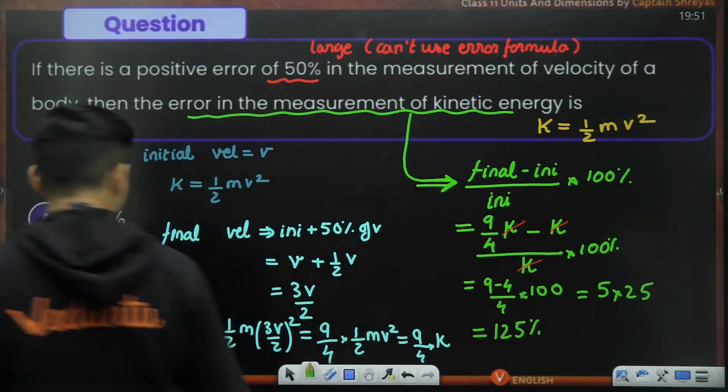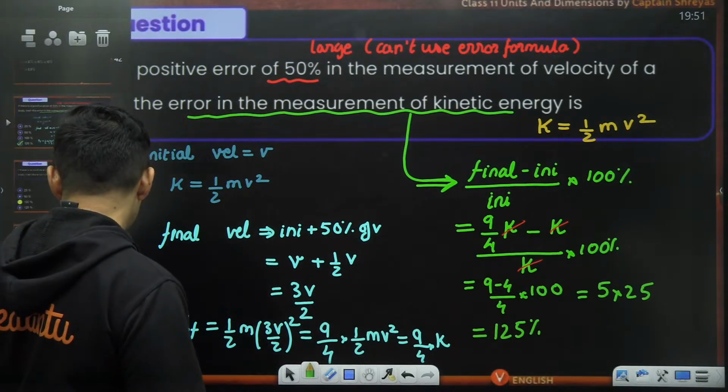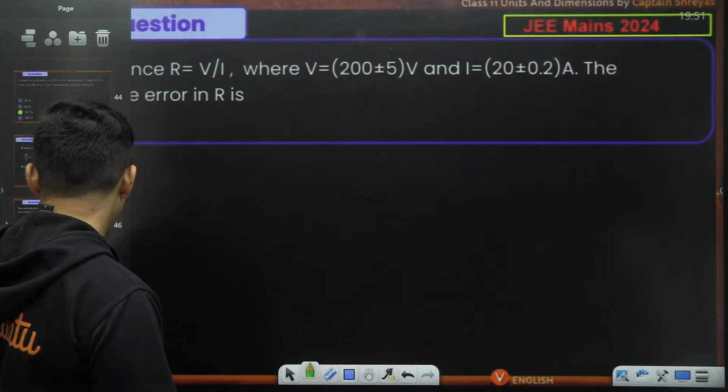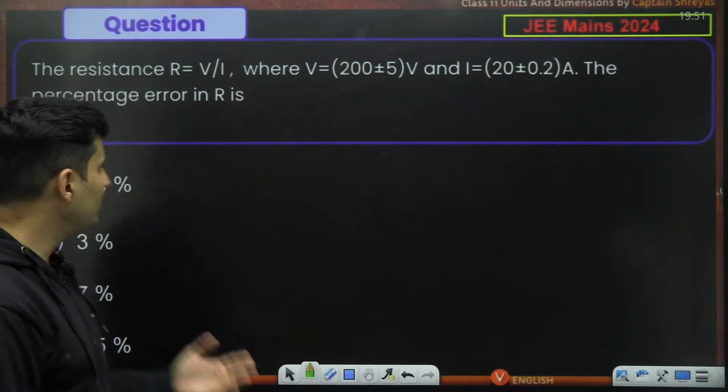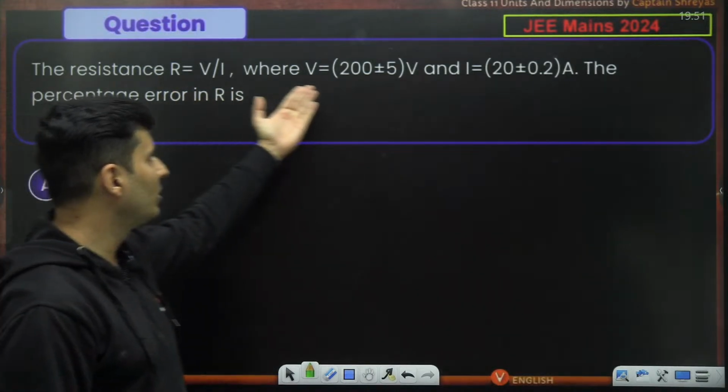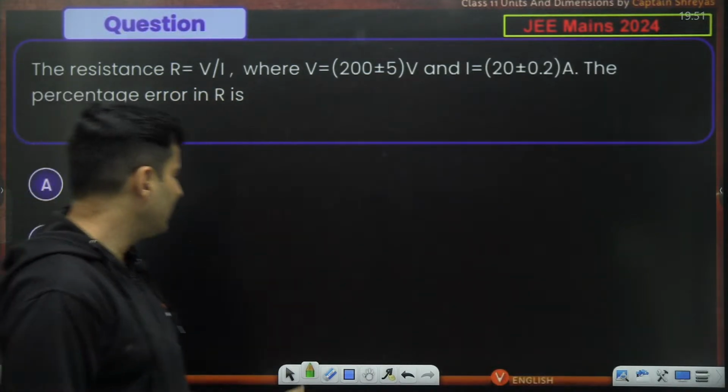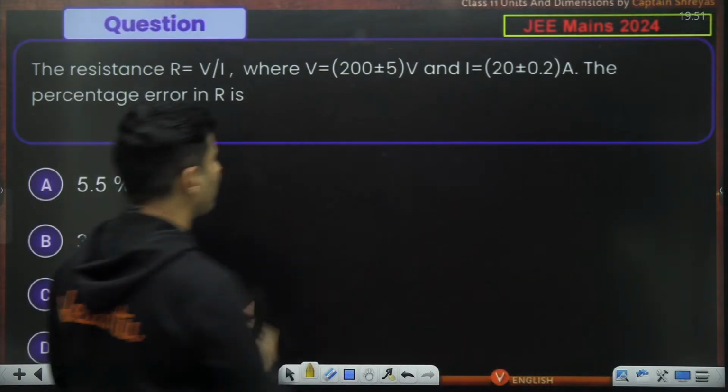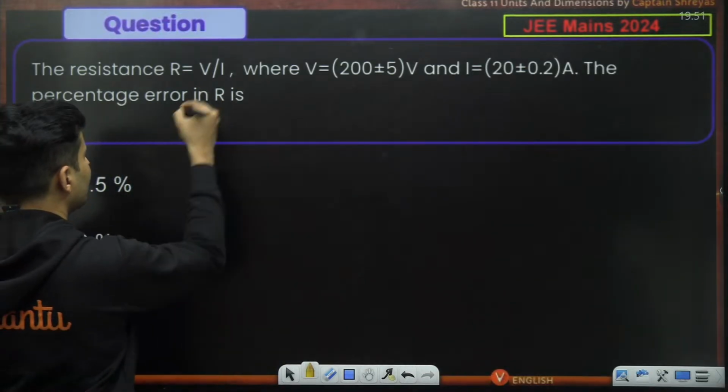Okay, right. So this is how you solve these questions, my dear students. Talking about another question, this was asked in JEE Mains 2024, that's last year. Resistance is voltage by current. Can you find the percentage error in the resistance? Look at it. How do we do it again? Resistance is voltage by current.